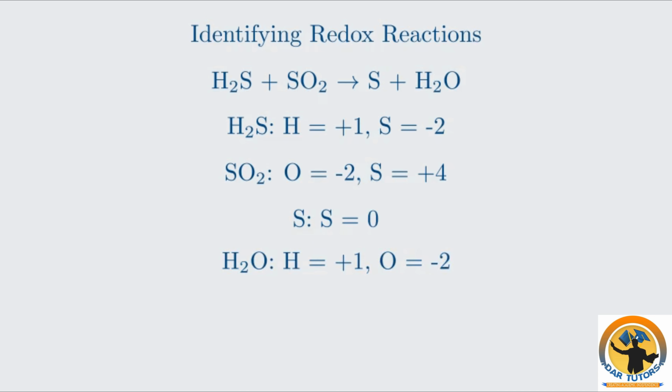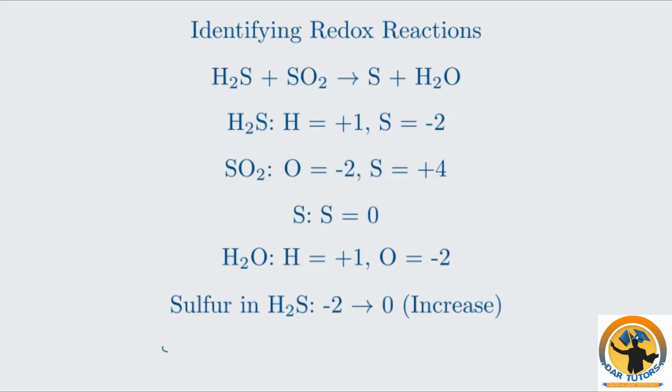Let's see what happened to the sulfur atoms. The sulfur in H2S started at -2 and ended at 0. This is an increase, so it was oxidized. The sulfur in SO2 started at +4 and ended at 0. This is a decrease, so it was reduced.